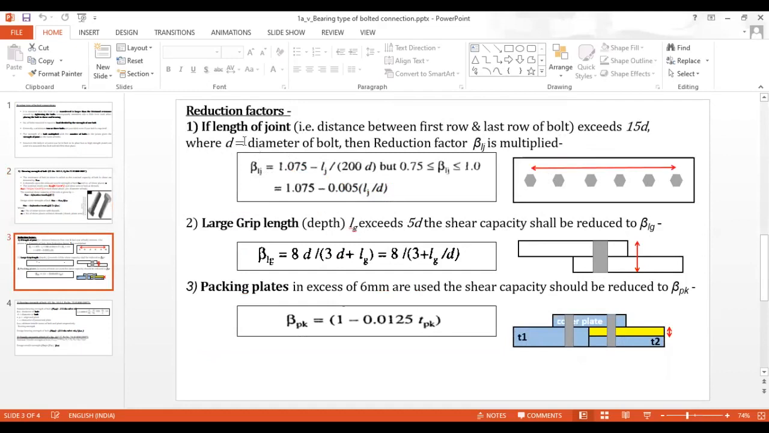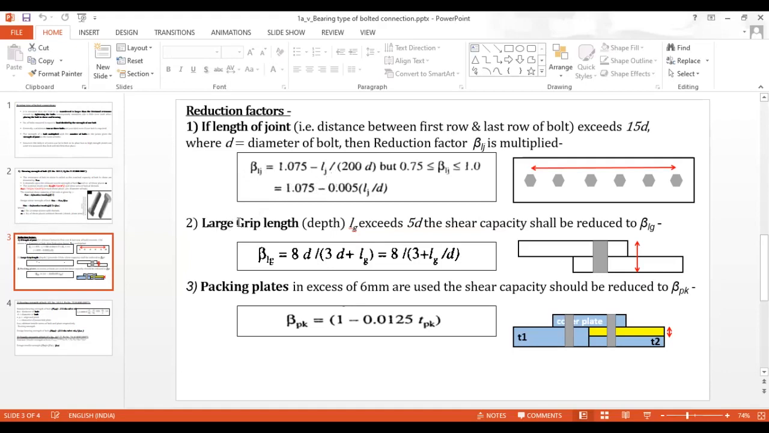Now we will study the reduction factor. If the length of a joint, that is the distance from the first row up to the last row of the bolt, exceeds 15 times the diameter of the bolt, then the reduction factor BLJ is multiplied. The formula for BLJ is in front of us.